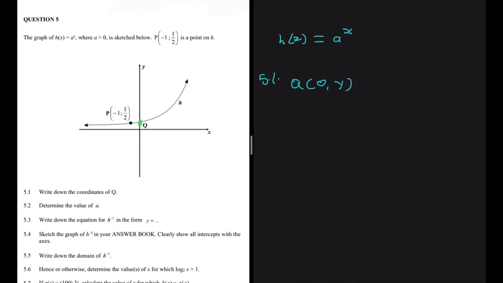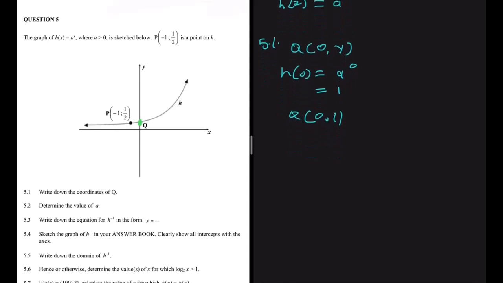So what we can do here, we can say that h of 0 will be equal to a to the power 0, right? So any number to the power 0 is 1. So from this we can say that the coordinates of q are 0 for the x value and 1 for the y value. And just as easy as that, we have the coordinates of q. That's why the question actually says write down the coordinates of q. You don't even have to calculate it, you can just see it, right?